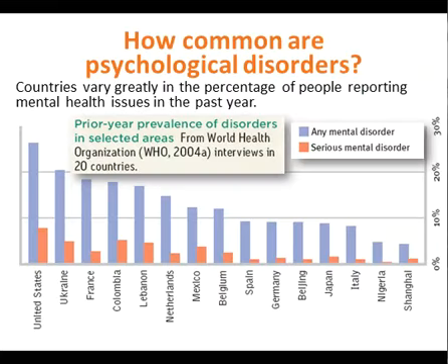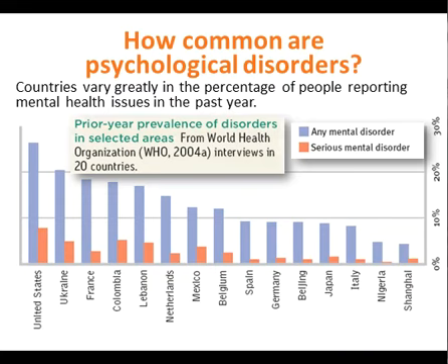How common are psychological disorders? Countries vary greatly in the percentage of people reporting mental health issues in the past year. Prior year prevalence of disorders in selected areas we see here from the World Health Organization. Any mental disorder, we see that we are greatly ahead of many. As well as with serious mental disorders, we tend to lead the pack a little bit as well.